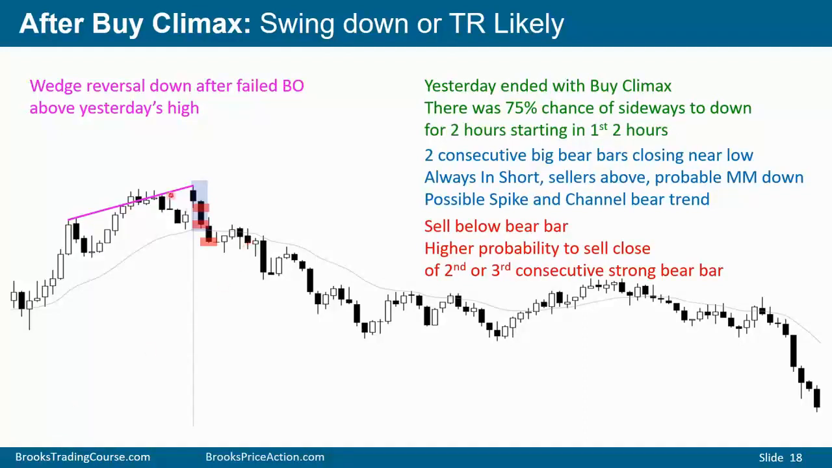Some bears will sell below the low of this bar, arguing wedge, 1, 2, 3, failed breakout of yesterday's high. Others will start to sell closes after the second or third consecutive bear bar. They have a higher probability short, but their stop is further away. You always pay for higher probability with worse risk reward, which means the stop is usually further away.